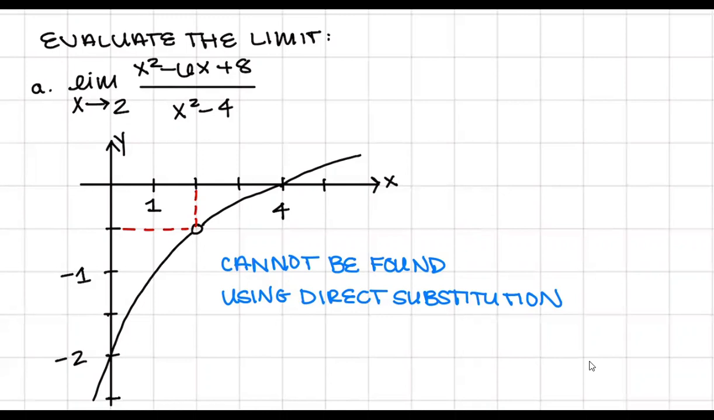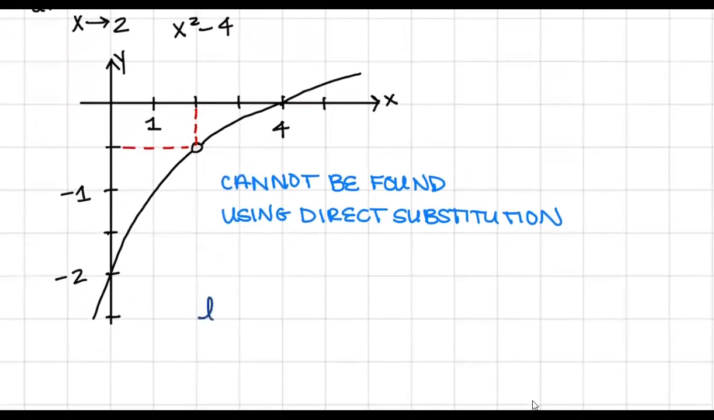One of the things we can do is factor our numerator and our denominator and cancel some terms. So you're probably saying, Emily, what does that mean? And I'll go ahead and show you. So let's consider our original limit, x approaches 2, x squared minus 6x plus 8 over x squared minus 4.